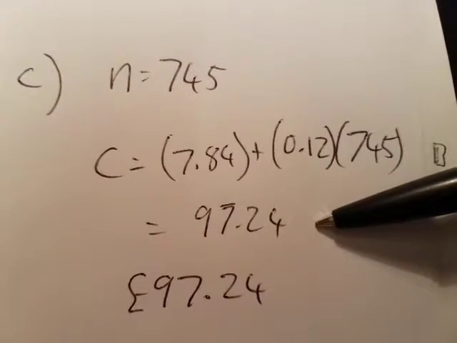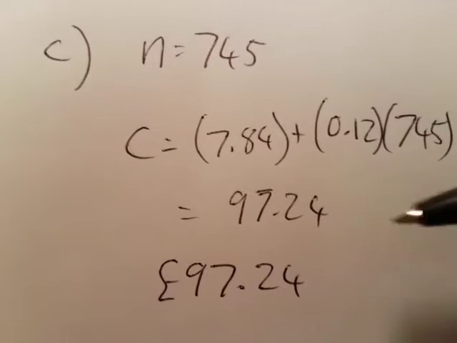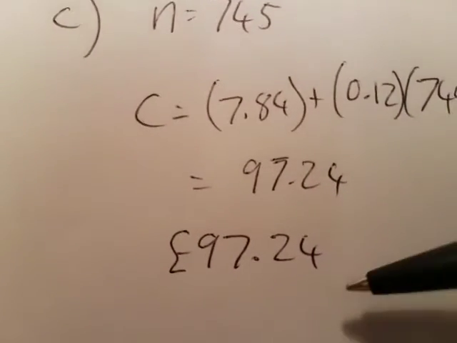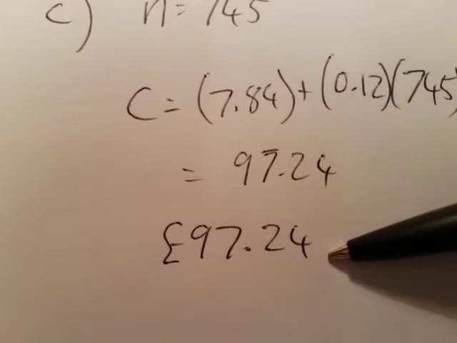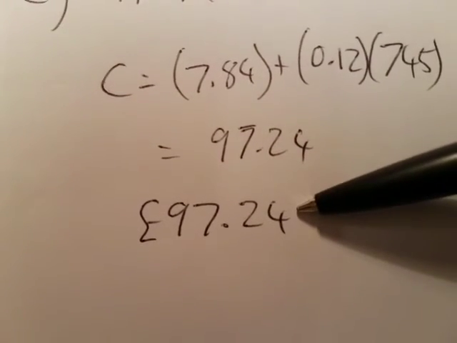Get your answer 97.24, but always turn that into an answer that answers the question, because they were asking us how much will they pay. We need to give them a figure in pounds, because that's what they gave us. So those are your three answers.